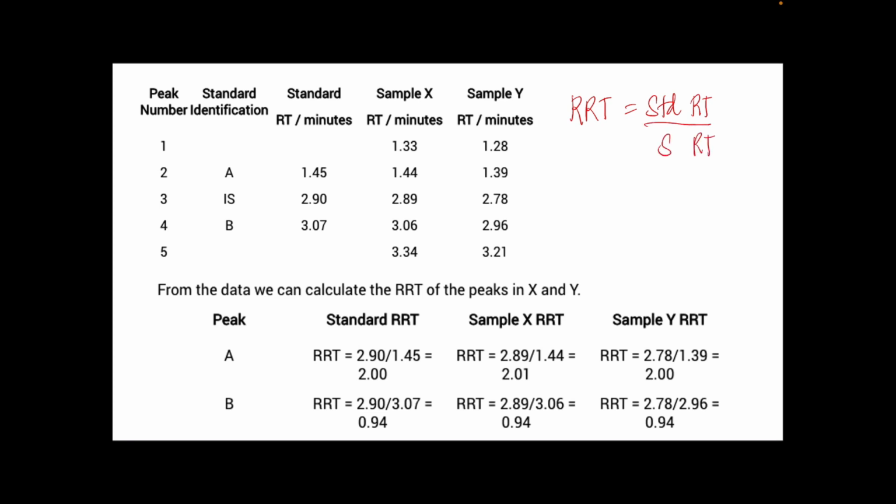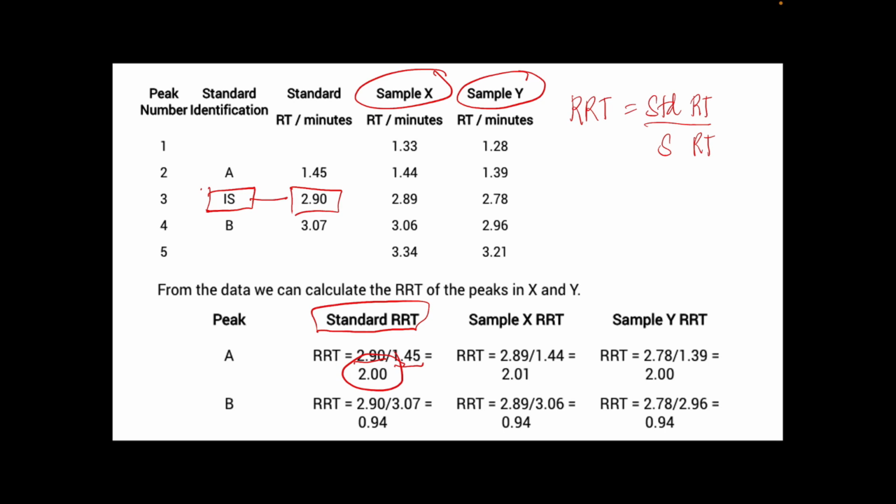So using the previous data, we have here the standard. So this is the internal standard. Also, we have sample X and sample Y, just like before. From the data here, we can calculate the RRT of the peaks in X and Y. For the RRT of the standard, we have 2.9, that's for the internal standard, divided by 1.45. So that gives us 2.0.